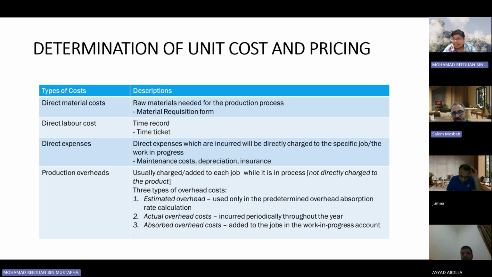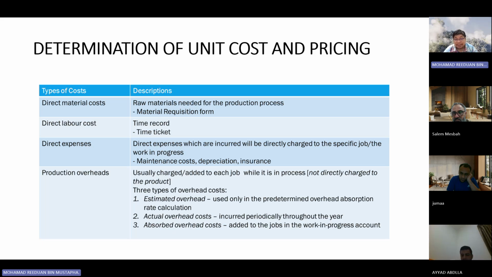So anything you want to request, because sometimes your department has an aircon problem and you need to install one, or maybe you want to apply for a table or chair, so you request. This is the request form, and this is an example of the direct material cost. Normally they have a material requisition form to be filled in to request the raw material needed for the production process.